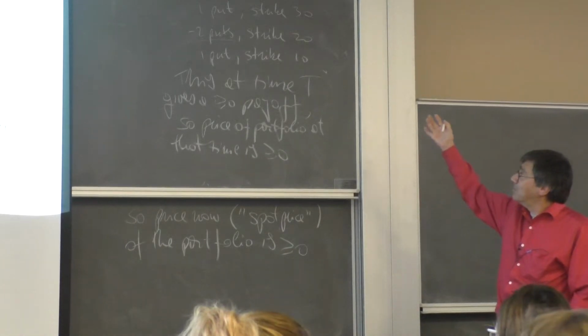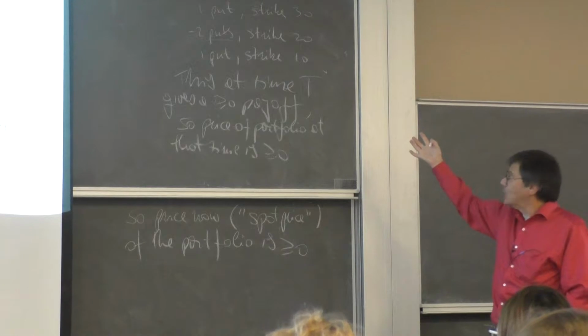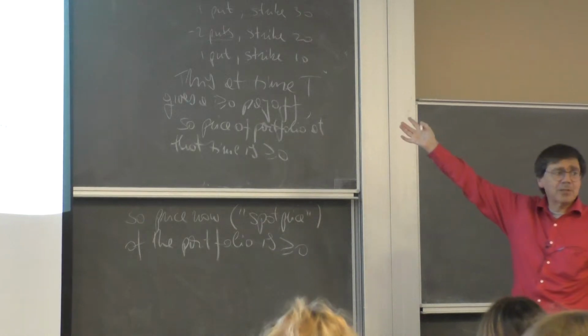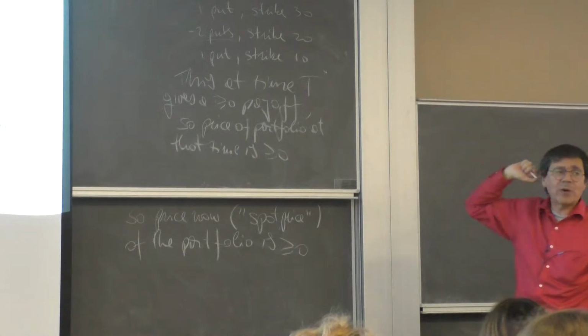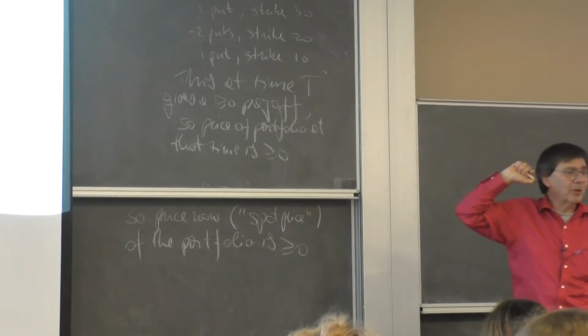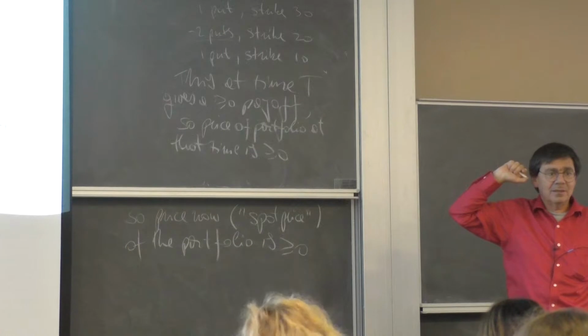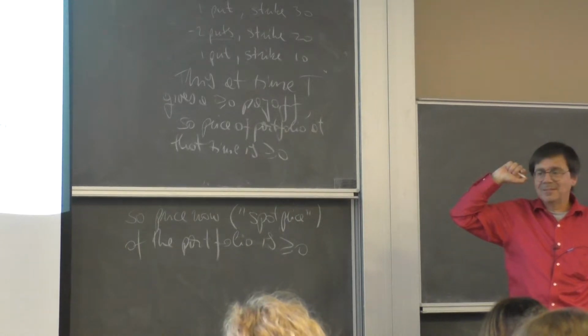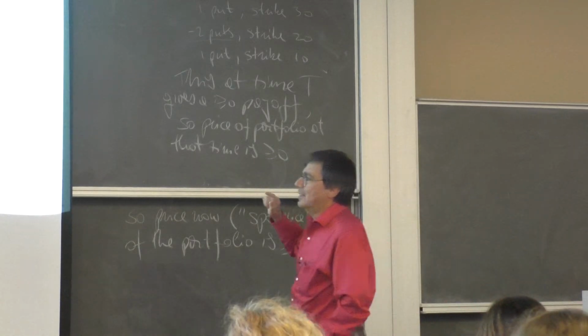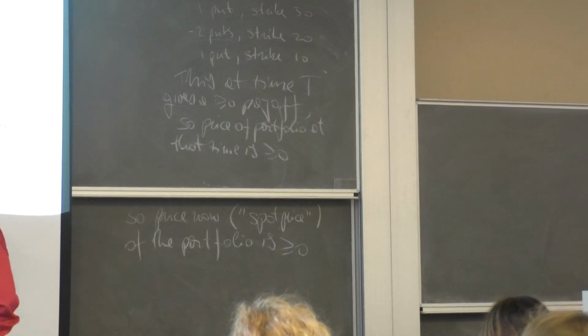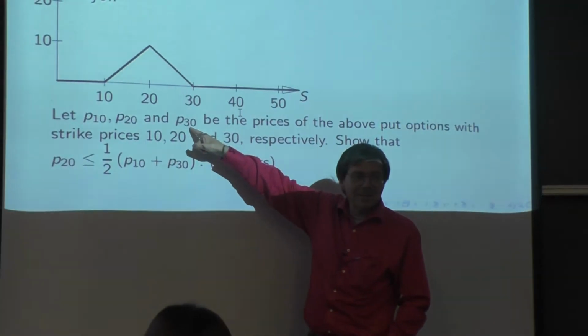Fine. So I know that the price now of this portfolio is greater or equal to 0. How much do you pay for this portfolio now? How much do you pay for your one put option with strike price 30? What do we call that? This, right? This is what this is saying.